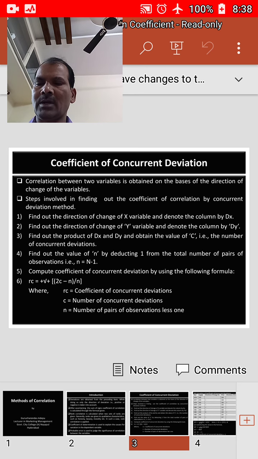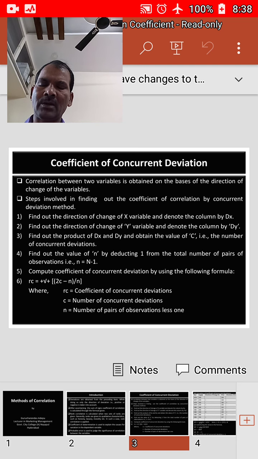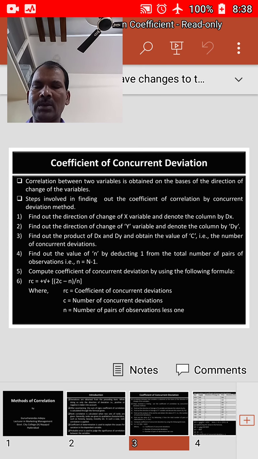If 2c minus n is positive, the positive sign must be used with the root. We are taking plus or minus, hence in order to know which one to use: if 2c minus n is positive, the positive sign must be used within the root, so that rc is positive. On the other hand, if 2c minus n is negative, the negative sign under the root must be used so that rc is negative, right?